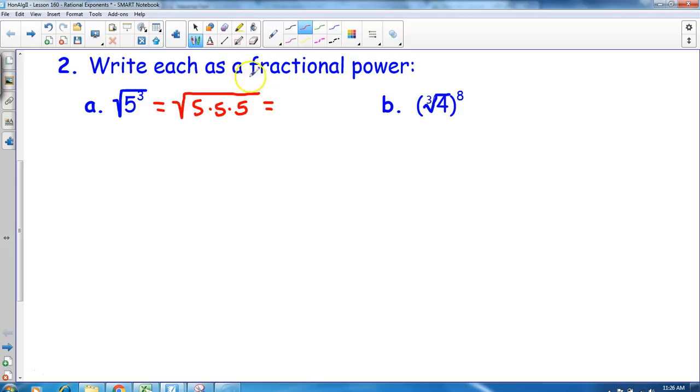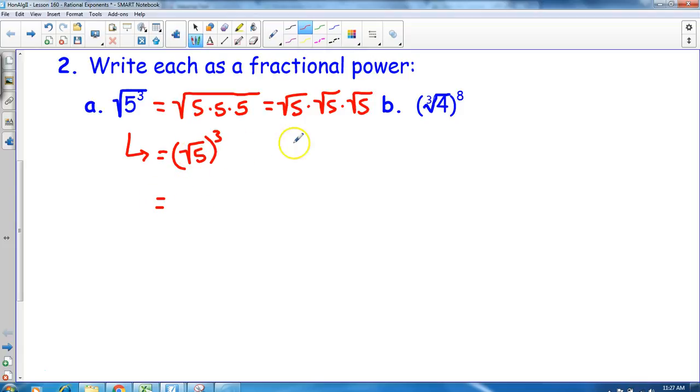I can also break this up using the properties of a radical or a root into the square root of 5 times the square root of 5 times the square root of 5. Okay, all equivalent expressions. And what I want to do is rewrite this as a fractional power. So in doing so, essentially I'm going to take this form here, and I know that that's equal to the square root of 5 cubed. So we can actually, without doing this work right here, go straight from this form to this form. But if I want to rewrite it as a fractional power, I need to turn these things into fractions somehow.